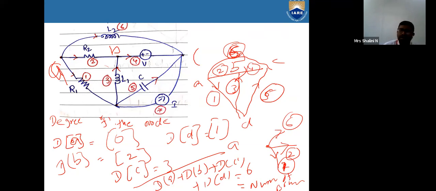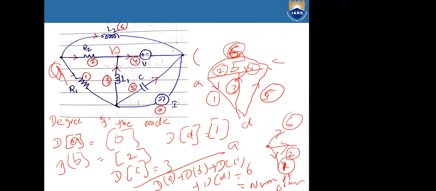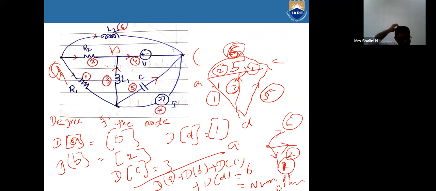Okay, what is the rank of the graph? 3. What is the formula? N minus 1. Very good. This is the rank of the graph and the degree of the node.